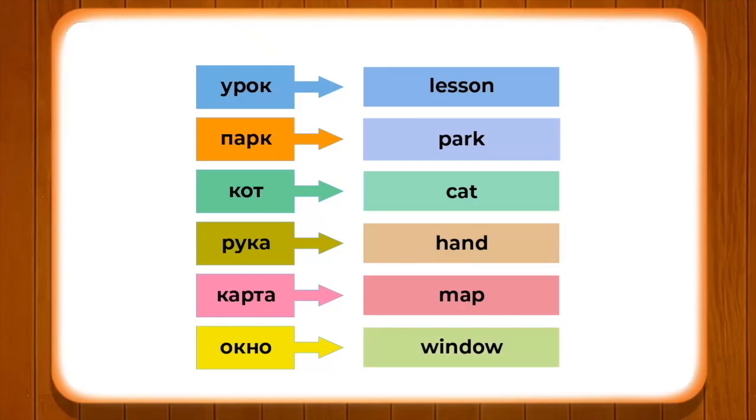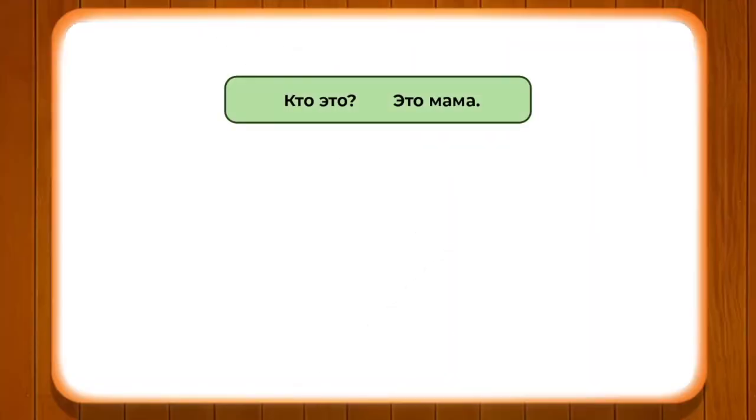Alright, now let us go ahead and see all these words which we have just learned. We will be using them in the form of sentences. But before that, let us look at these constructions. Kto, as we already know, kto means who. Who is this? Kto eta? This is mama, or eta mama. So, this is mama or mother or mom, we can say.